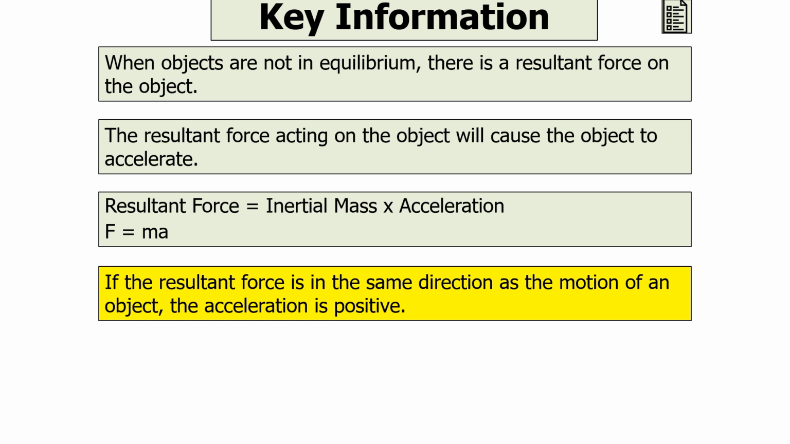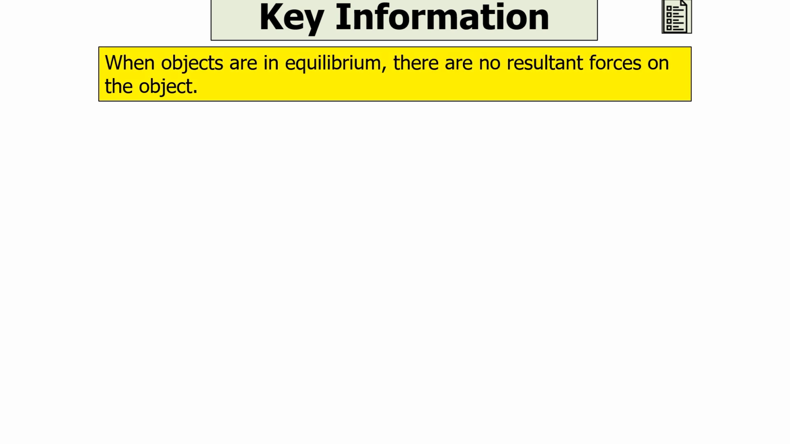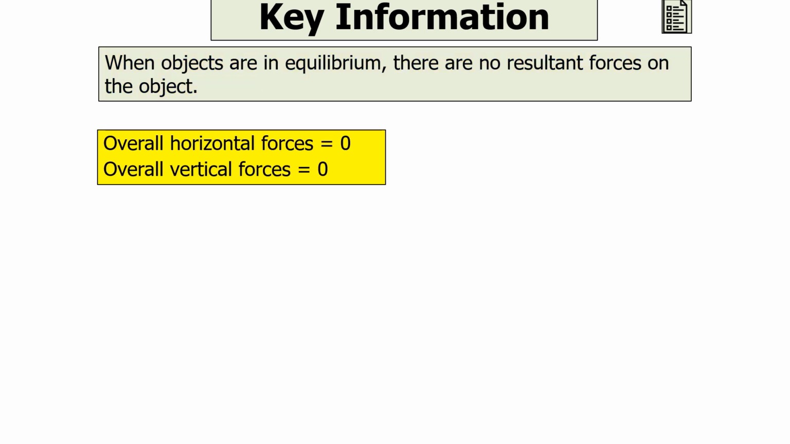Now, if the resultant force is in the same direction as the motion of an object, the acceleration is positive. If the resultant force is in the opposite direction to the motion of the object, the acceleration is negative. Now, when objects are in equilibrium, we have said before there are no resultant forces on the object. So we can say that the overall horizontal forces equal 0, and the overall vertical forces equal 0.